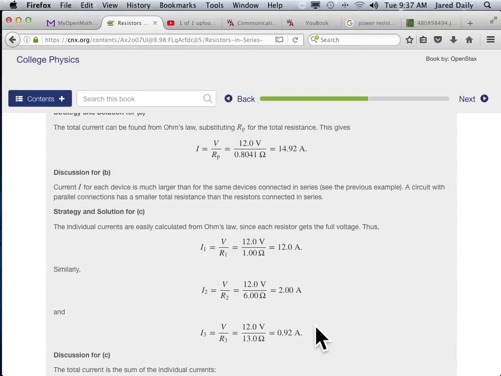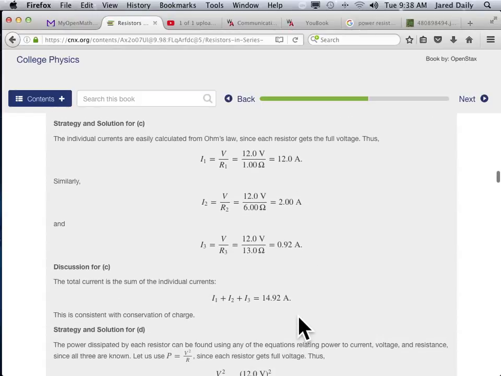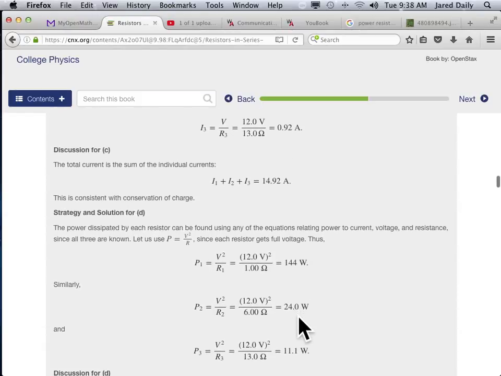Did the current take the path of least resistance? It absolutely did, right? Most of the current went through, there's 14.92 amps, and 12 amps of it went through the 1 ohm resistor, which is what we would expect. That's the path that had least resistance. It just rushed that way and said, yeah, woohoo, I'm home free. Some of it actually was forced to go down the 6 ohm path, and a little bit of it had to go down the 13 ohm path just to make it all work out. But when you add all those together, you do get the total current, which is 14.92 amps.